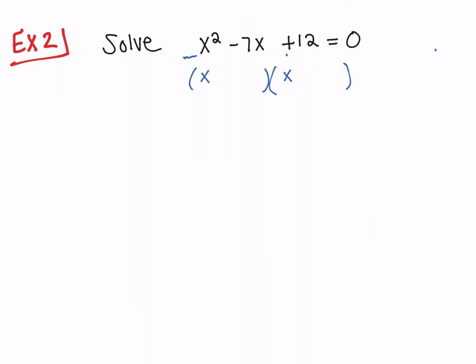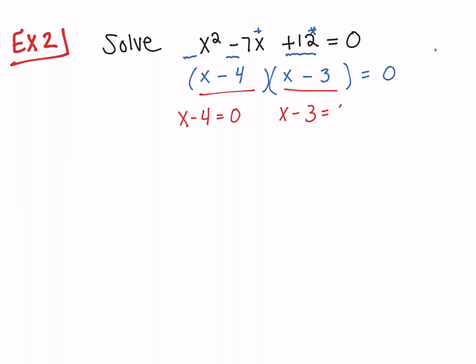So now we have a very easy problem here because the hardest part was the factoring. We have two factors set equal to 0, so I'm using my zero product property. x minus 4 equals 0 or x minus 3 equals 0. And those are very easy equations to solve. We get x equals 4, x equals 3.